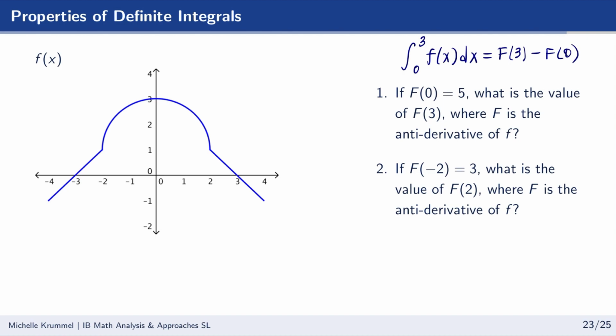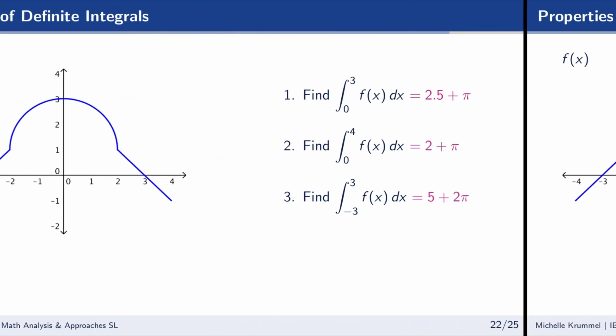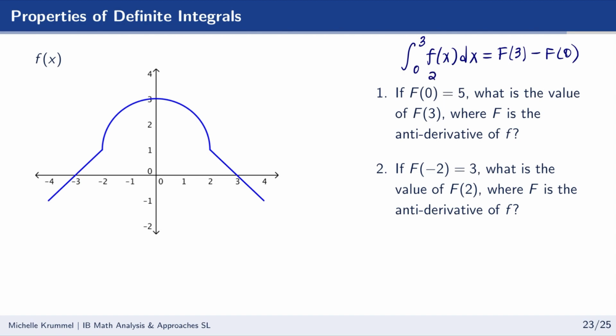And the integral of f from 0 to 3 we calculated as 2.5 plus pi, which equals big F of 3, what we're trying to solve, minus big F of 0, which we're told is 5. And that means that big F of 3 equals, if I just add 5 to both sides, pi plus 7.5.